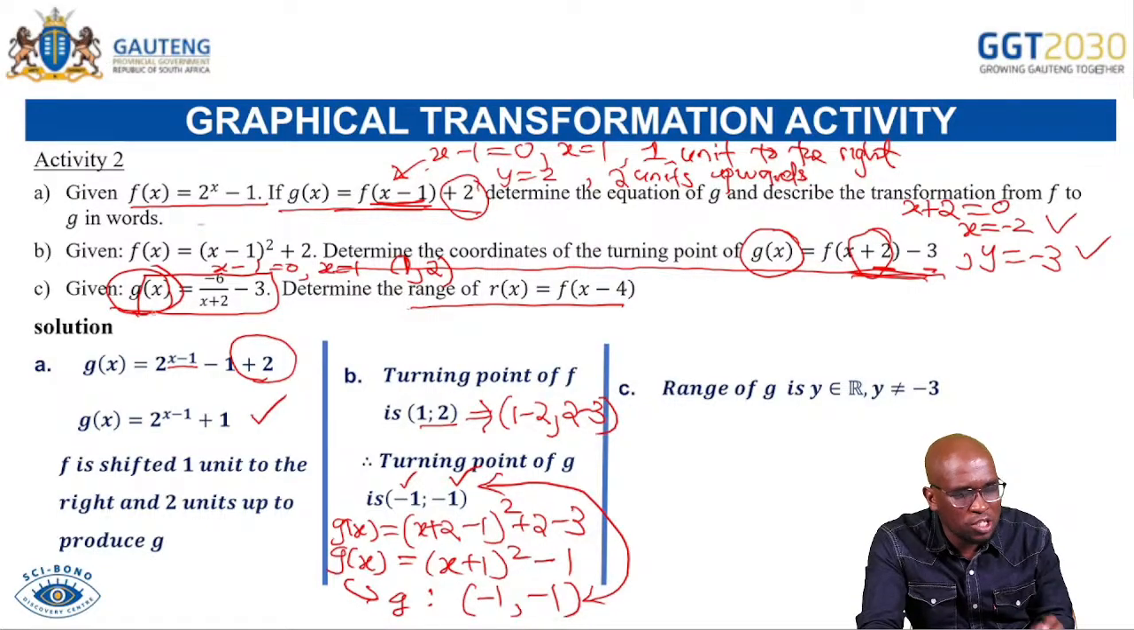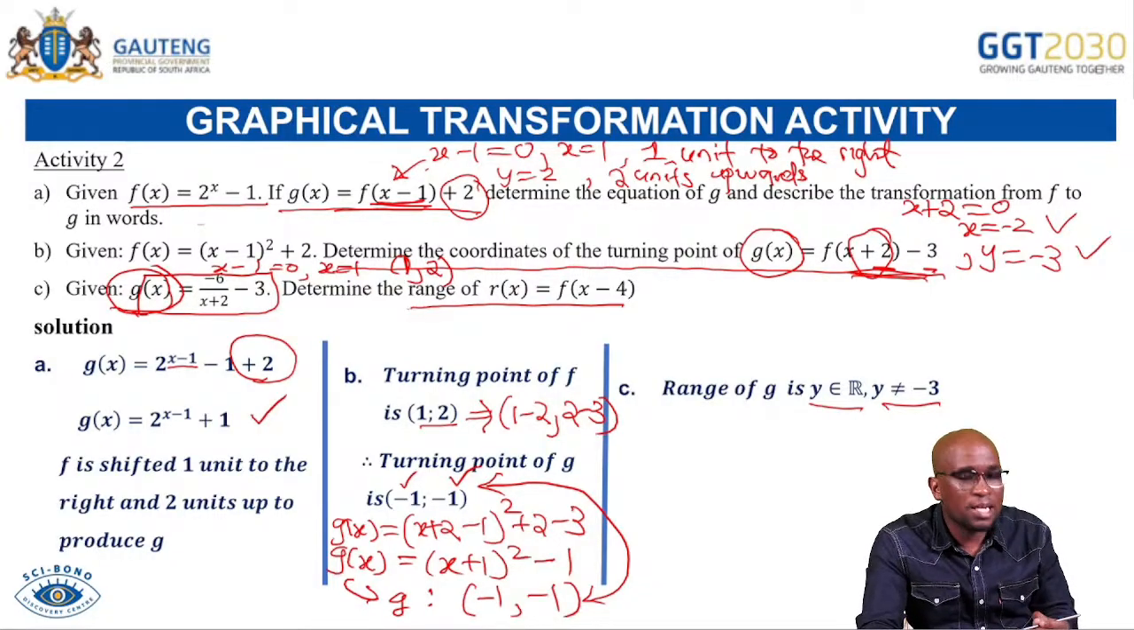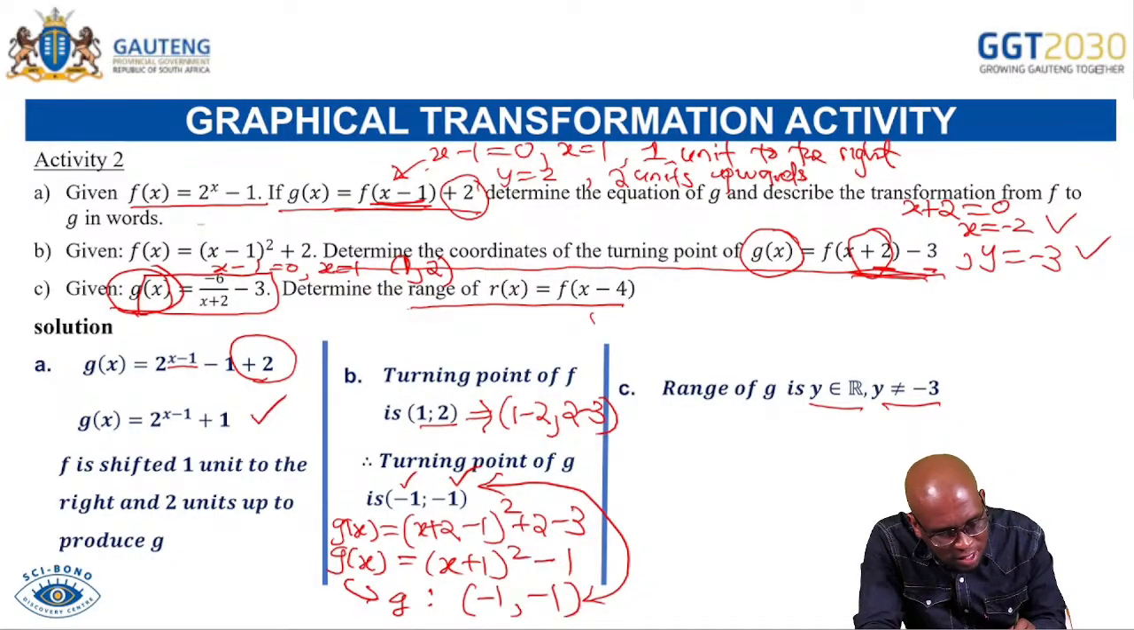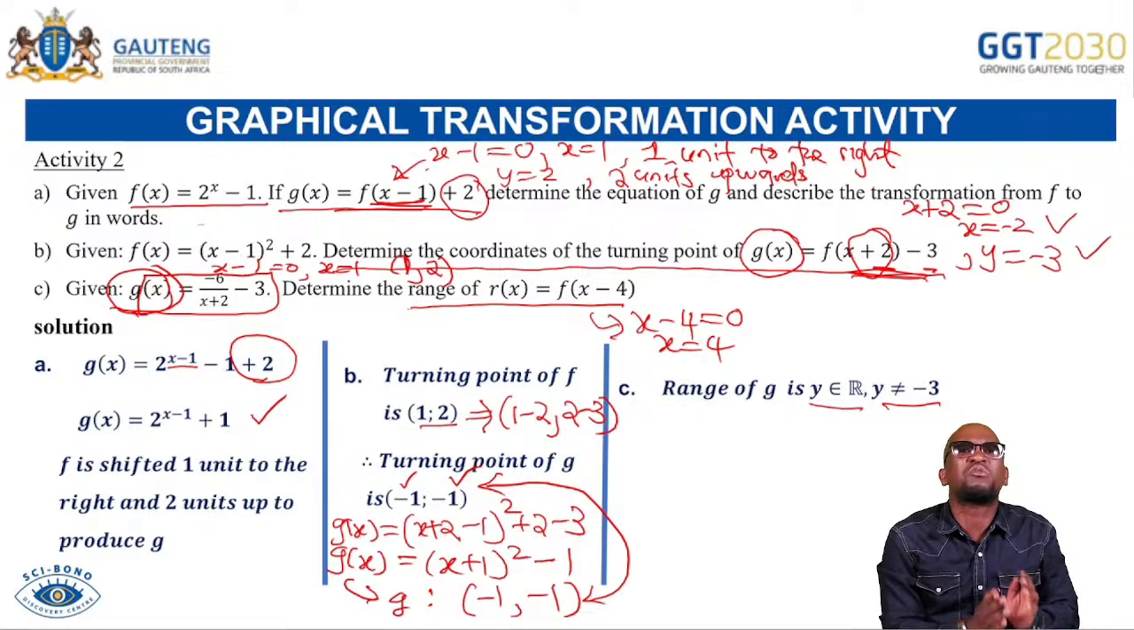The range of the original function is y, an element of all real numbers, but y cannot be 3. And then now we apply the transformation. What is the transformation? X minus 4 is 0, x is equals to 4. So we have that the graph is moved by 4 units to the right.